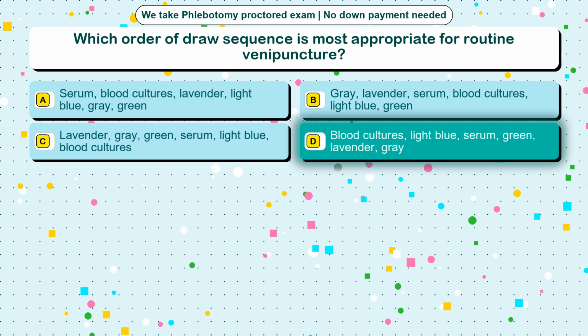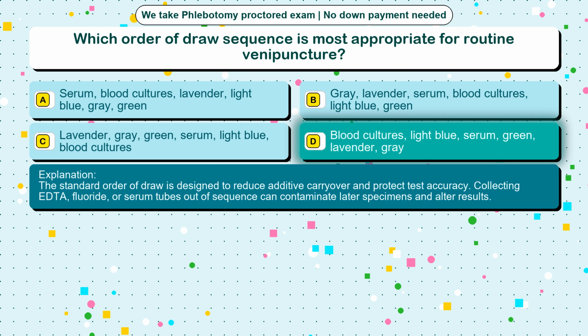The correct answer is option D, blood cultures, light blue, serum, green, lavender, gray. The standard order of draw is designed to reduce additive carryover and protect test accuracy. Collecting EDTA, fluoride, or serum tubes out of sequence can contaminate later specimens and alter results.